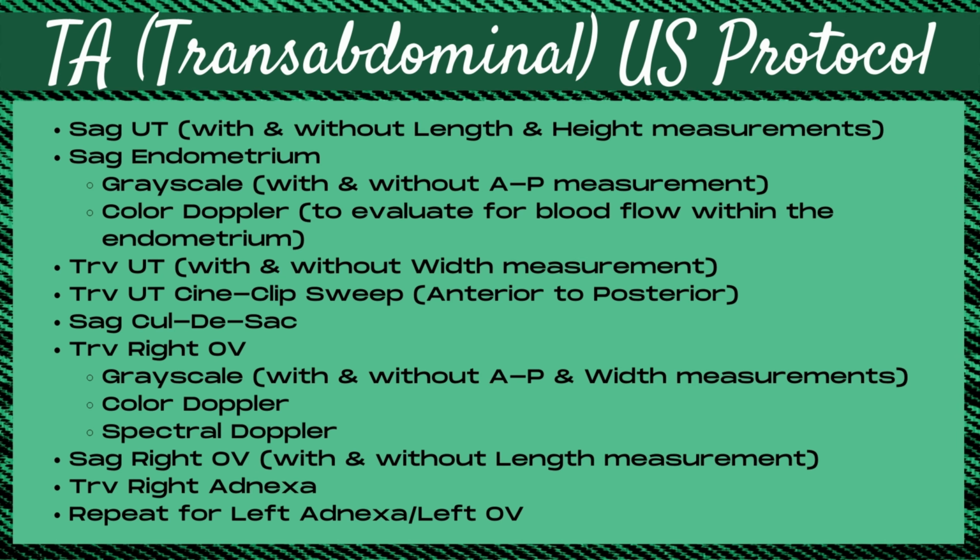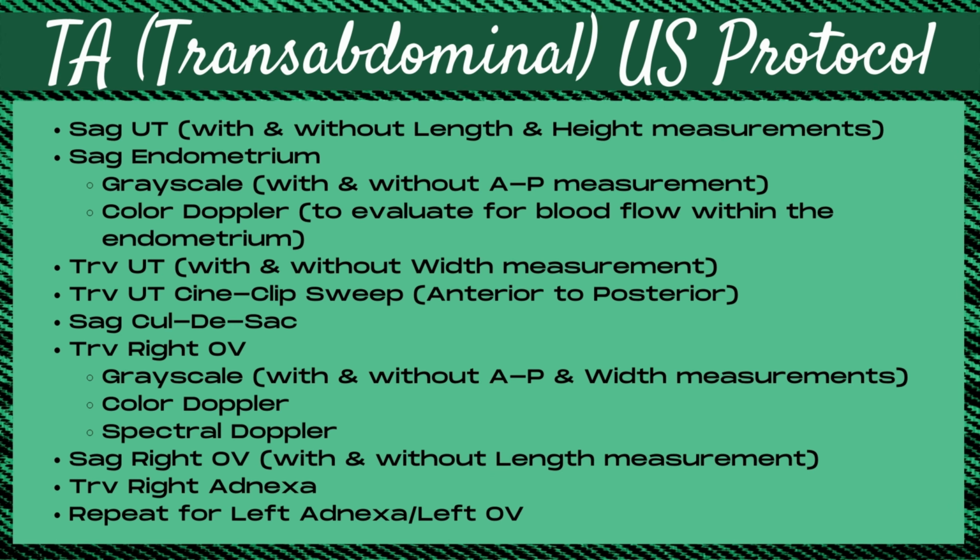And then it's time to move on to the transverse uterus. And for this transverse uterus, it's really important that you're actually in the body or the fundus of the uterus and not down by the cervix. So make sure you sweep up high enough in the transverse plane and you're covering that uterus at its maximum width. And you want to take this transverse uterus image with and without a width measurement, which is going to be a horizontal measurement on the screen. Next, do a cine clip sweep from anterior to posterior of that transverse uterus.